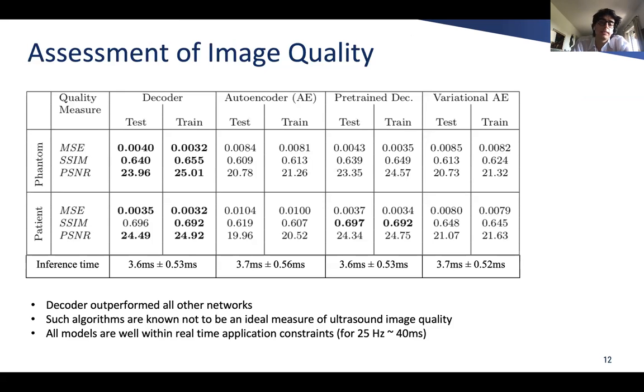Starting from the quantitative assessment of image quality, we can see that each algorithm rated the decoder to be the best simulator, with optimal values highlighted in bold. However, in our experience, these algorithms are not an ideal measure to assess image quality, and they must be backed by the qualitative survey. On the other hand, note that the inference time obtained by each architecture is largely within real-time constraints, as each architecture is able to perform under 4 milliseconds.